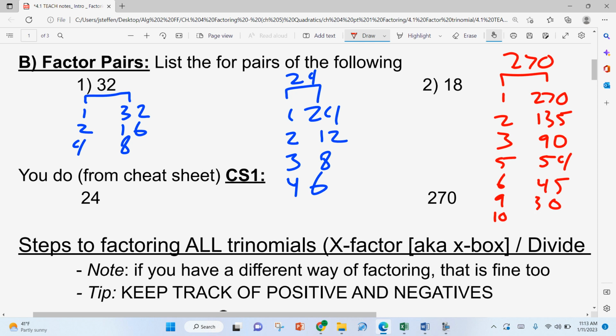10 and 27. Let's say 11, 12, 13, 14 don't work. And then 15 and, was it 18? So then try 16 and 17. They don't work. We're back to 18, so we're done.